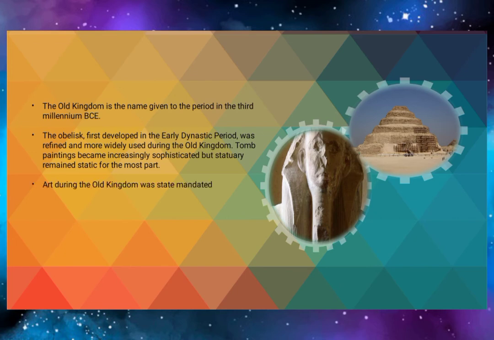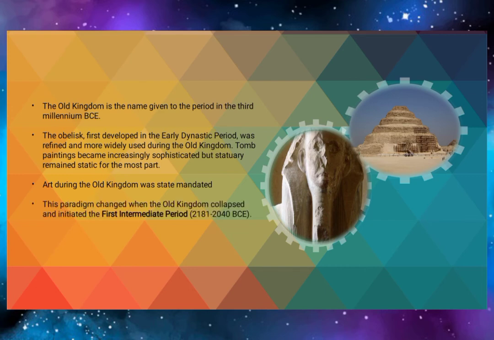Also, art during the Old Kingdom was state-mandated, which means the king or a high-ranking nobility commissioned a piece and also dictated its style. This is why there is such uniformity in Old Kingdom artwork. Different artists may have had their own vision, but they had to create in accordance with their clients' wishes.